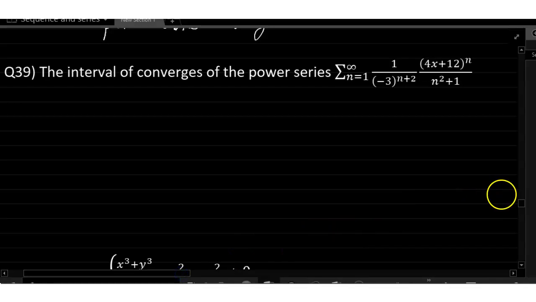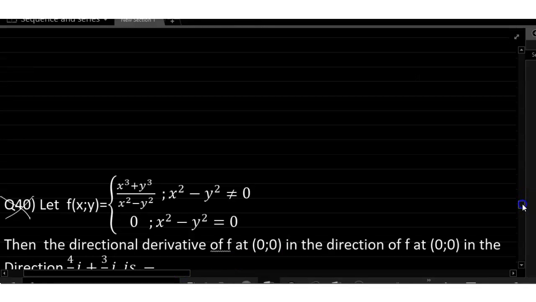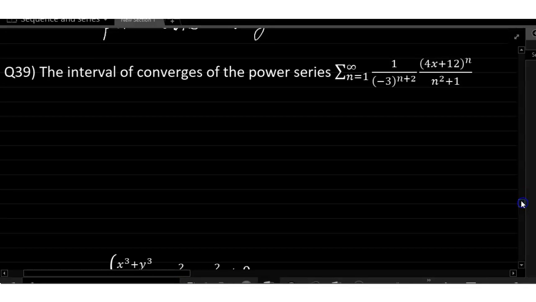Now friends, we will solve the next problem. Find the interval of convergence of the power series summation n equals 1 to infinity 1 by (minus 3) to the power n plus 2, (4x plus 12) whole to the power n, divided by n square plus 1.